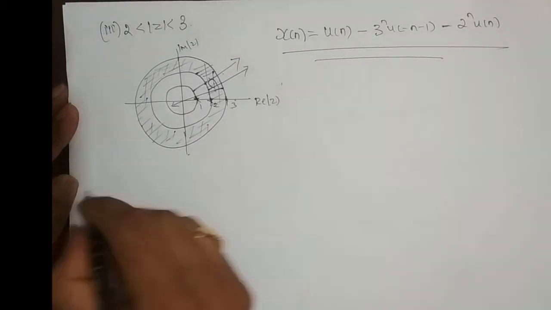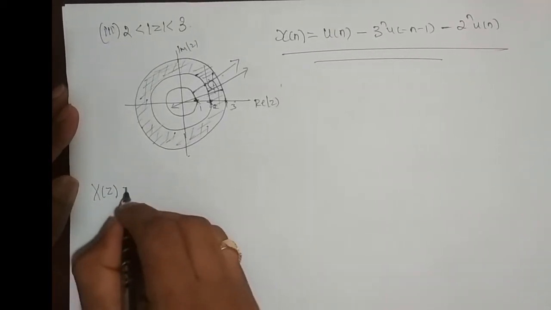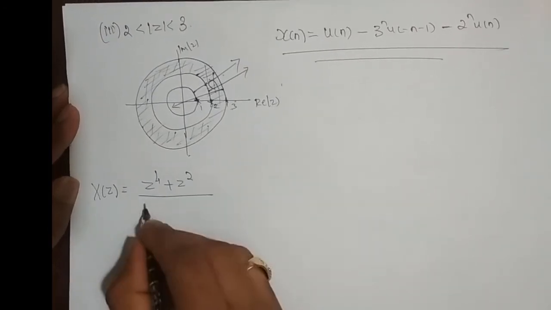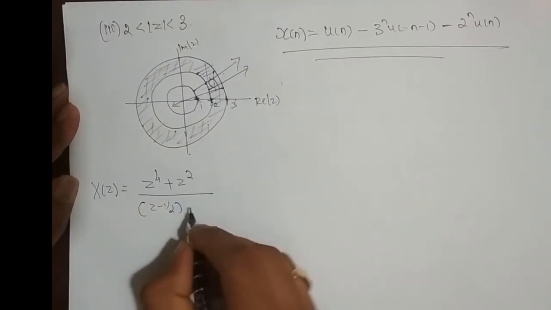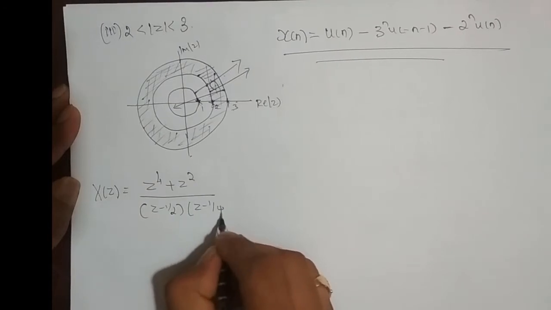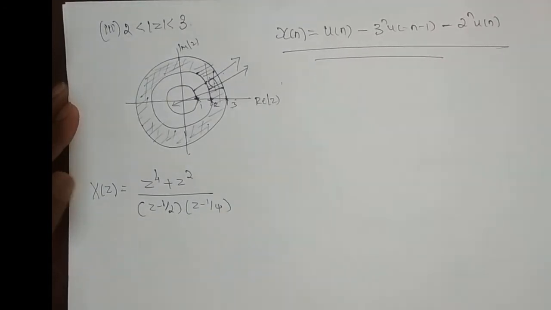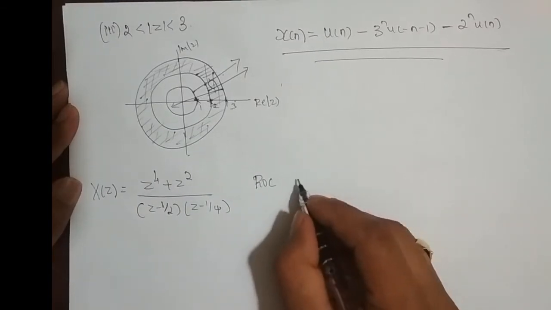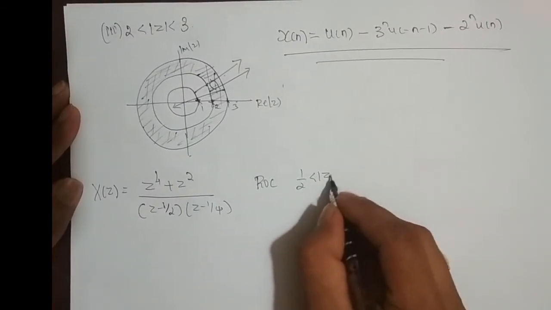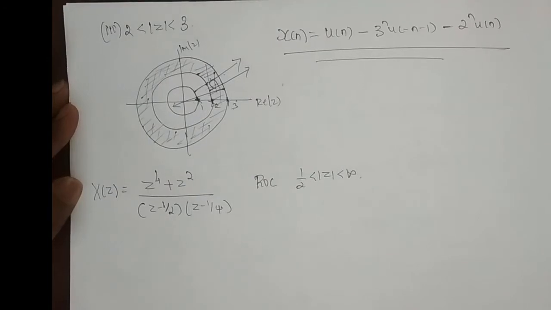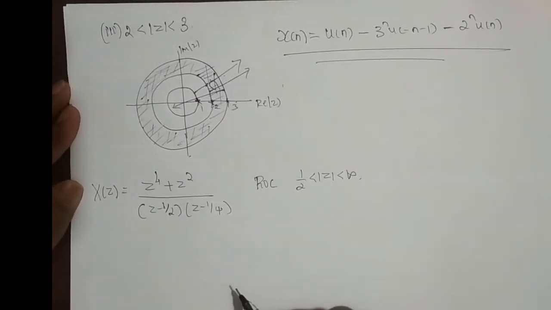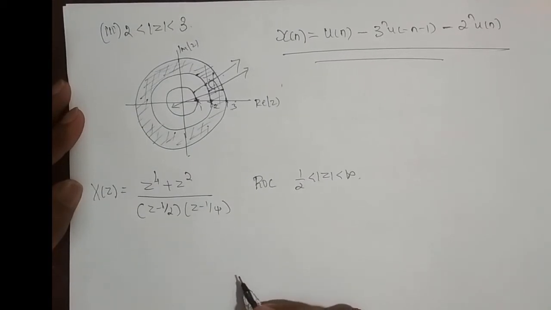Okay, so the next problem is X of z equal to z power 4 plus z square, the whole divided by z minus 1 by 2 into z minus 1 by 4. And you have to solve this for the ROC magnitude of z in between 1 by 2 and infinity. In the sense, magnitude of z should be greater than 1 by 2. It should be a right sided sequence. You have to solve it for a right sided sequence.